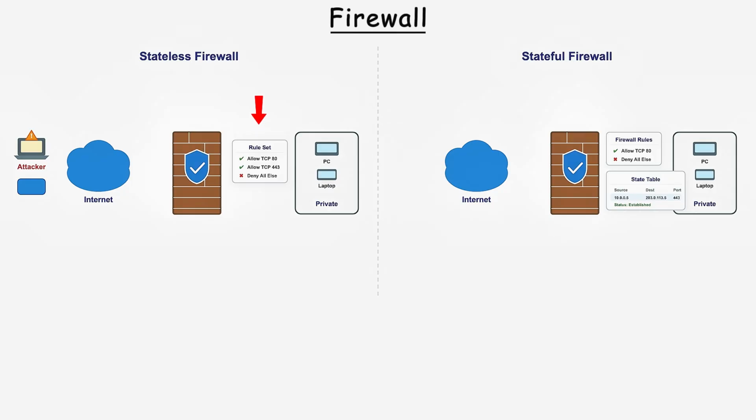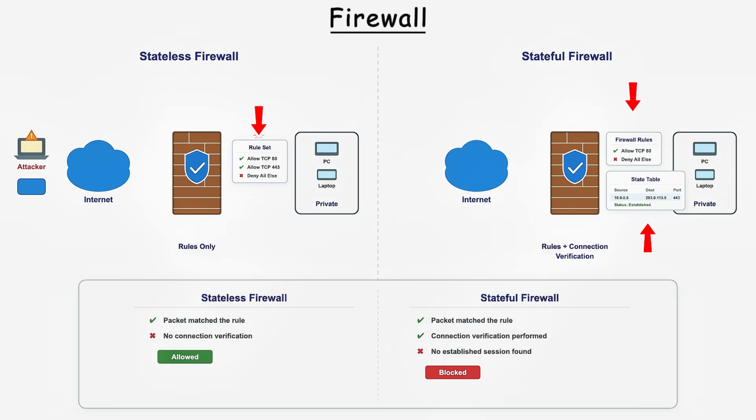But here in the stateful one, it will not only check to see if the packet matches the rule, but it also checks to see if the packet fits into the known connection. And that is a crucial difference between the stateless firewall and the stateful firewall.